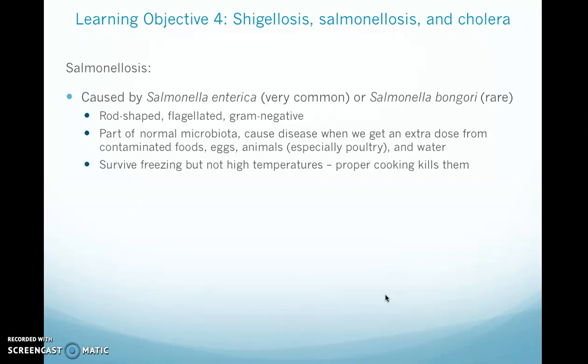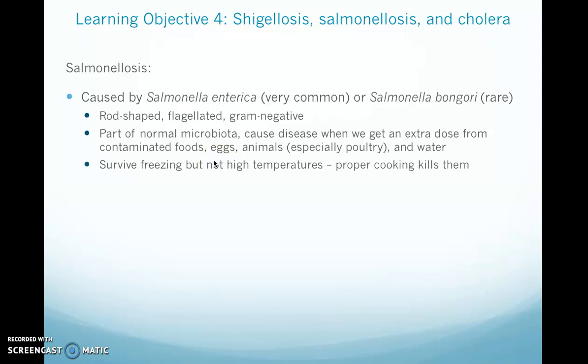Second, salmonella causes salmonellosis. This is usually caused by Salmonella enterica, sometimes Salmonella bongori. This is pretty rare, but it happens. These are also rod-shaped and gram-negative, but these have their own flagella, so they can swim around. At low levels, they're part of our normal microbiome. When it causes disease is when we get an extra dose from contaminated foods. Usually it's eggs or poultry. That's normally where it's carried. They do not survive high temperatures, so proper handling and cooking really quickly and easily gets rid of Salmonella.